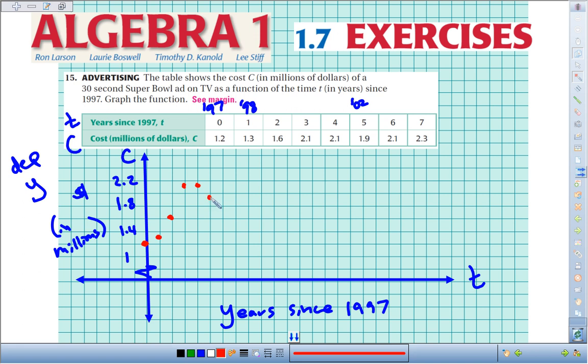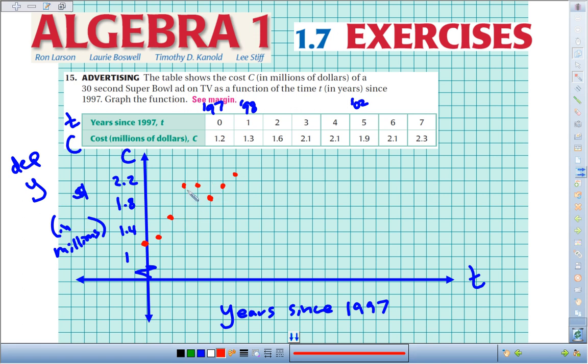That would have been 2002, which was right after 9/11. So economy was dropping a little bit. People weren't paying as much for advertisements. We've got 6, 2.1. So jump back up. 6, 2.1 is going to be right there. And 7, 2.3. So we'd be up past 2.2, be right about there.